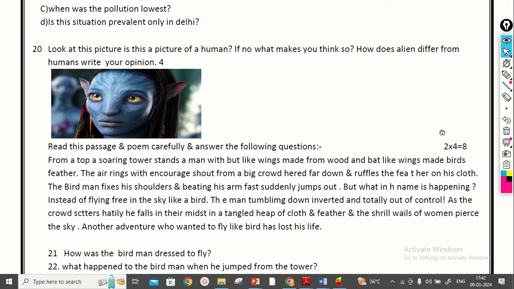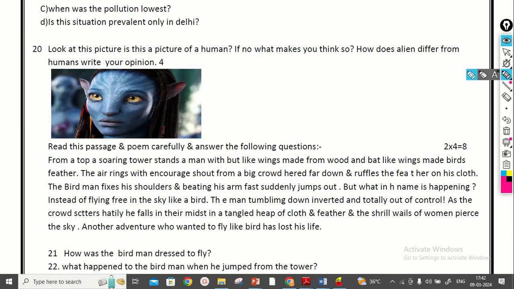So here, look at this picture and answer the questions that follow. We have to answer that one. If no, what makes you think? How does Alice differ from humans? Here they have given this one. Read the passage and poems carefully and answer the questions.